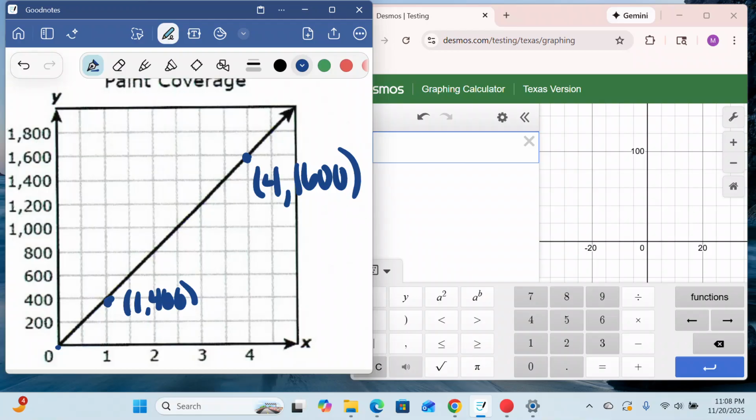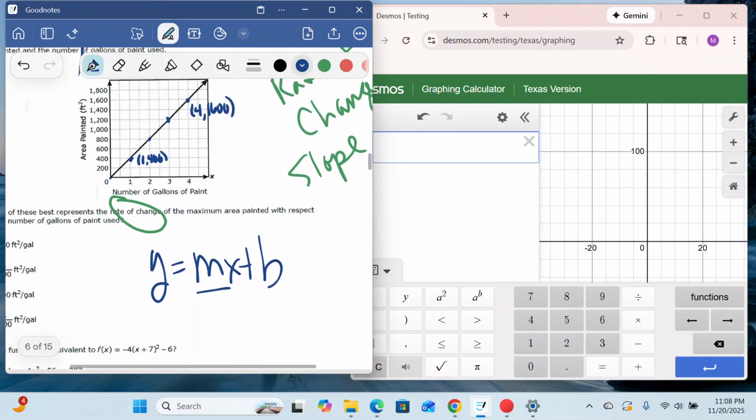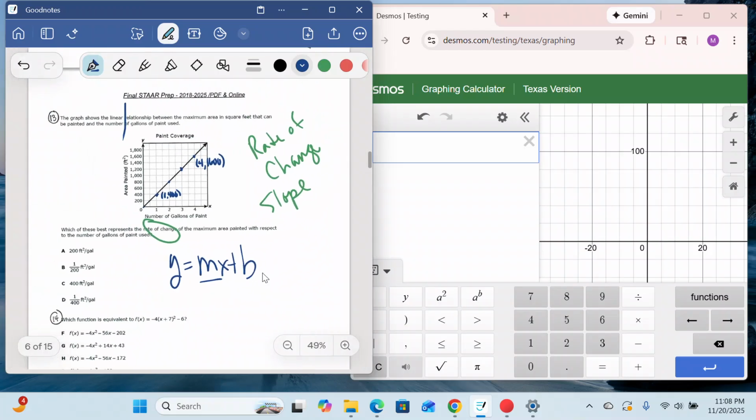I have 2 points. I can even deal with the 2 because it has a good one: (2, 800). I can even deal with the 3: (3, 1,200). So I can use any of those points. But again, in order to input into Desmos, all I need is 2 points. I'm going to use these. You can use your own. And remember, they're asking for the rate of change. What is the rate of change? Slope. It's the number next to the x in y equals mx plus b.